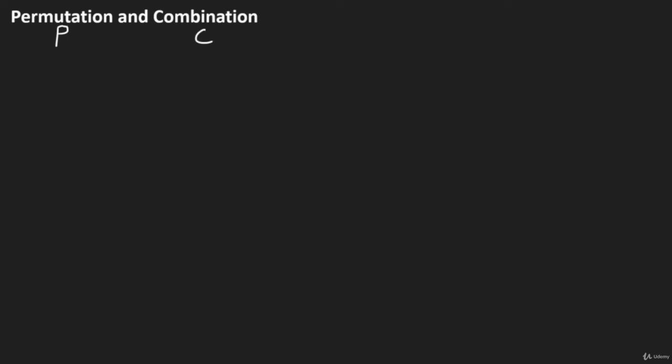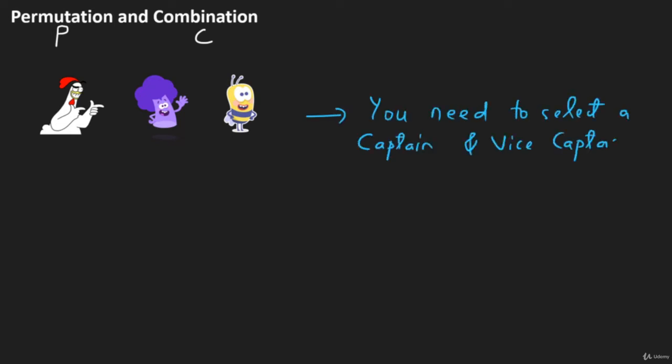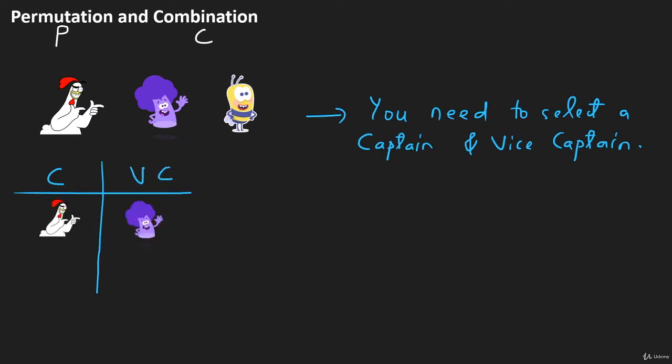Alright, I denote permutation with P and combination with C. Now let's take an example. I have three friends over here. That's hen, broccoli and bee. Now out of these three friends, you need to select a captain and a vice captain. Alright, let me mark the position for the captain and vice captain over here. Now in one particular way of doing this, I have hen as the captain and broccoli as the vice captain. In another way of doing this selection, I have broccoli as the captain and hen as the vice captain.